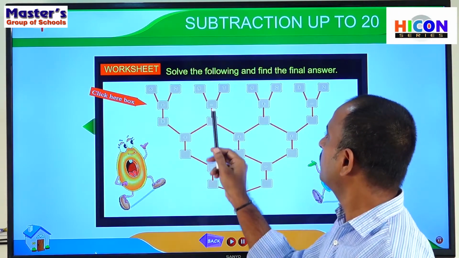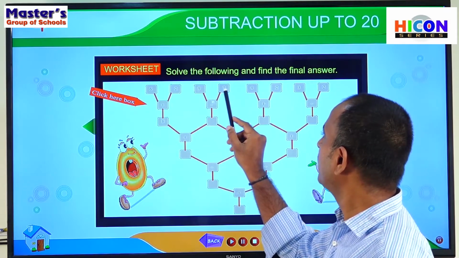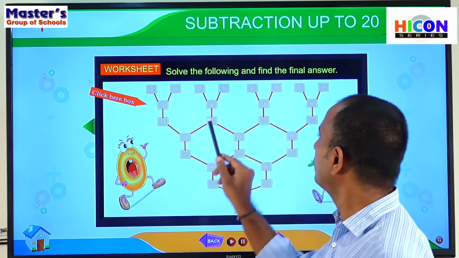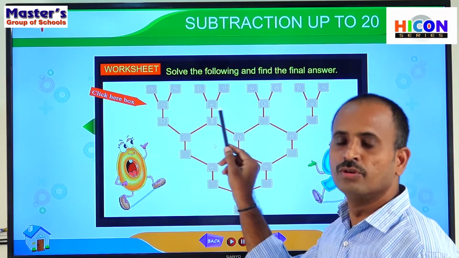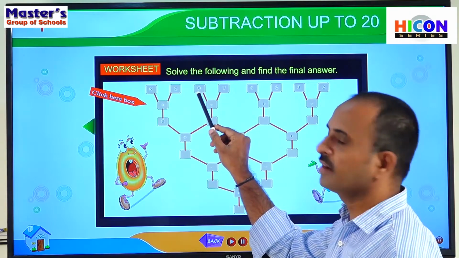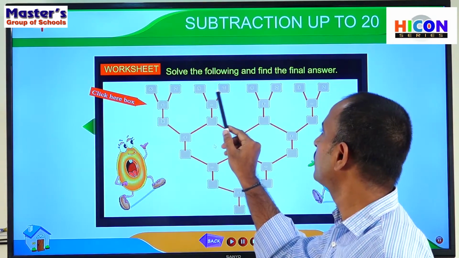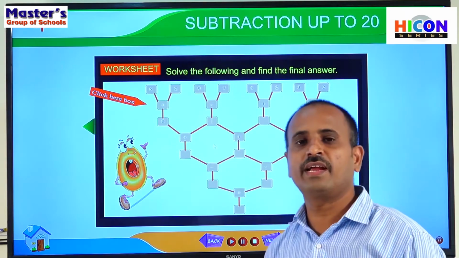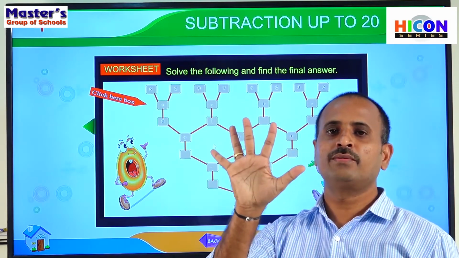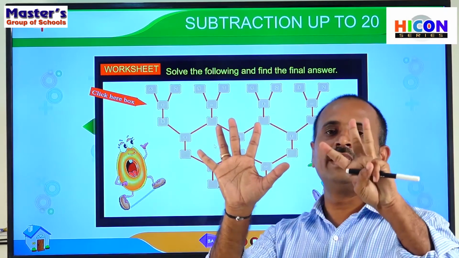So see the next one. The first number is 9 and the second number is 7 and they have given a symbol minus. Symbol minus means we have to do subtraction. So subtraction means, what is the first number here? 9. What is the second number? 7. So open 9 fingers of your hand. So 1, 2, 3, 4, 5, 6, 7, 8, 9.